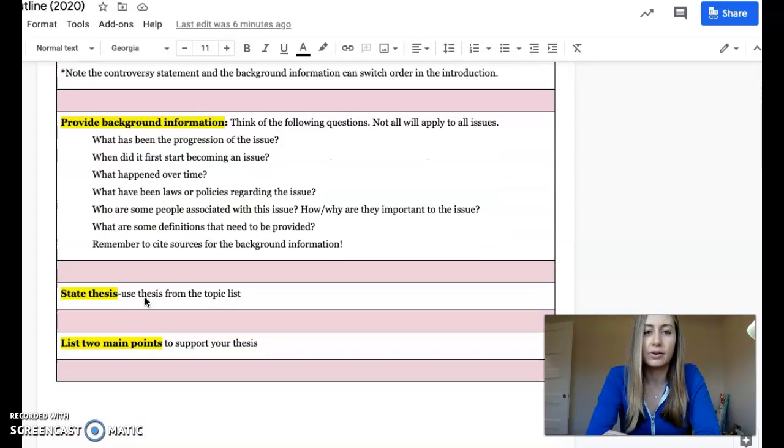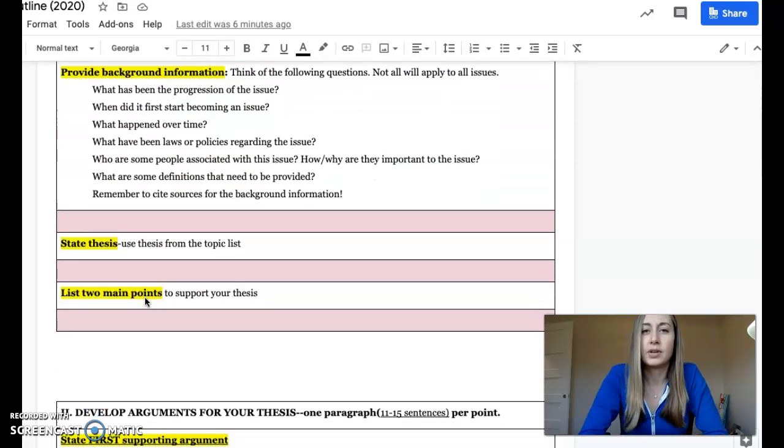And then you have a lot of background information. You really want to explain to people what this whole controversy is, where it's come, its progression. Like, for example, if your topic is the death penalty, it has been legal for a very long time in a lot of places, and then states have kind of done their own thing after that. So, like, what's the progression of the issue? How has it changed over time? When did it first start becoming an issue? When did it first begin? What happened over time? What have been laws or policies regarding the issue?